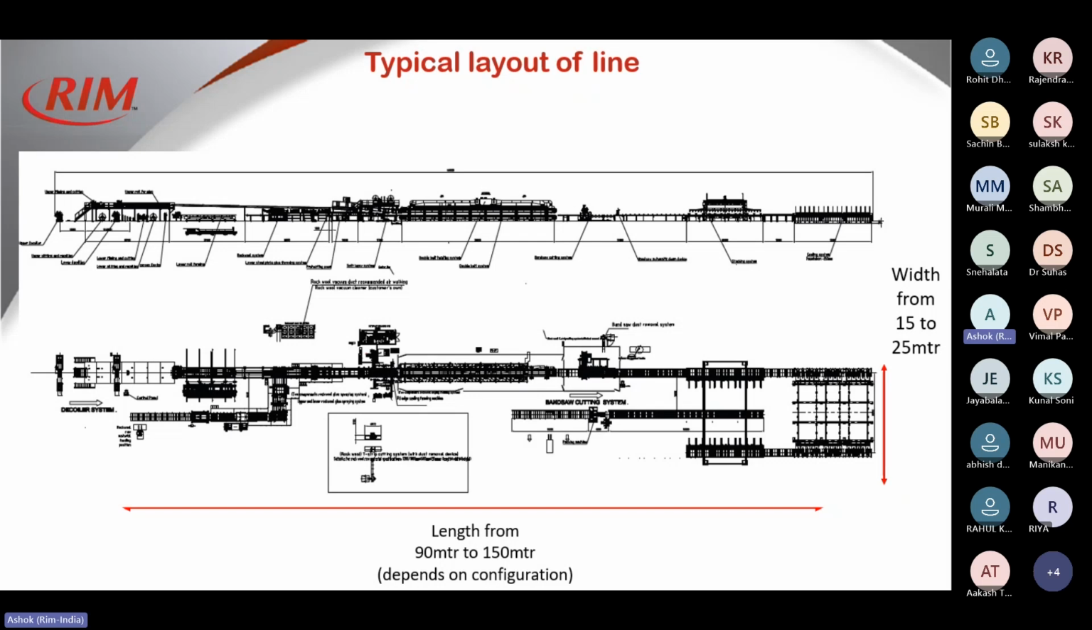What is the double belt's length? How many roll formers do you have? Whether you are opting for the cooling conveyors and all. So the length can go from 90 meters to 150 meters, depending on the configuration. Width-wise, it can be 15 meters to 25 meters. This is typically required for the machinery only.